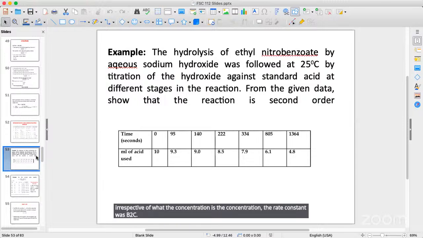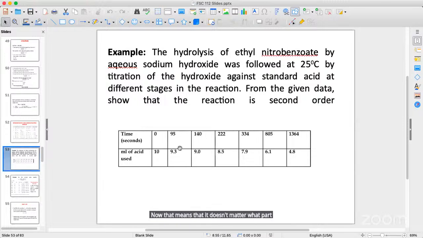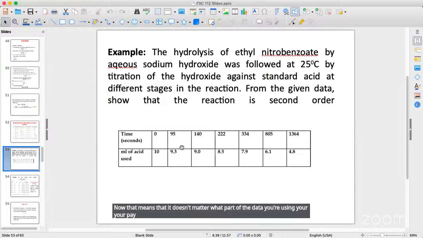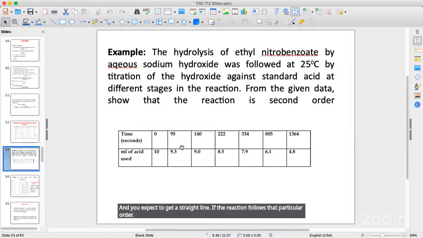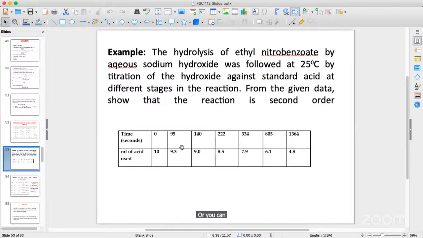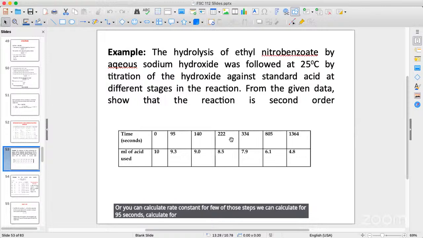Now that means that it doesn't matter what part of the data you're using, your K or your rate constant must stay the same, or they must be approximately equal. Meaning that there are two ways of doing this. You either plot a graph and you expect to get a straight line if the reaction follows that particular order, or you can calculate the rate constant for a few of those steps. You can calculate for 95 seconds, calculate for 140 seconds, calculate for 222 seconds.